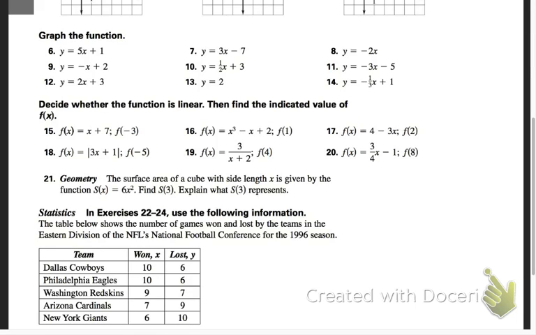There is decide whether it's linear, and then find the indicated value of f of x. So in terms of linear, remember it has to have a power of 1. It can't be in the denominator spot. It can't have anything higher than a 1. So I'm going to go to 19 just for the fact that it's going to be no.